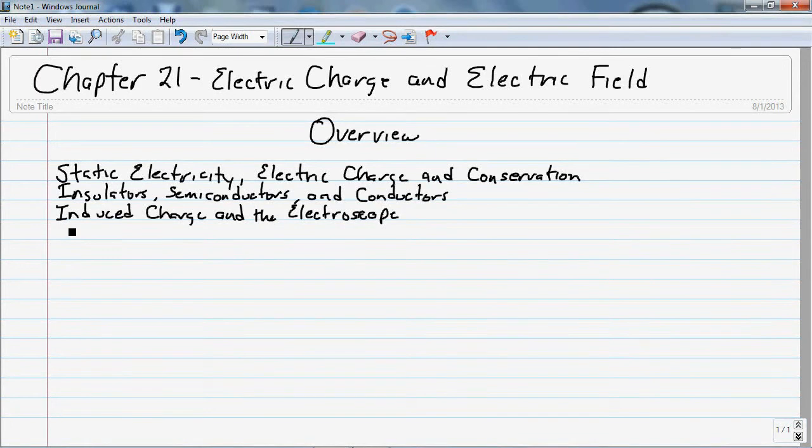And then we'll get into Coulomb's law. And this is going to be a very important law to understand because it becomes a basis for a lot of our other topics in electric charges and electric fields. Then we'll have some examples. And we'll do two-dimensional and three-dimensional.